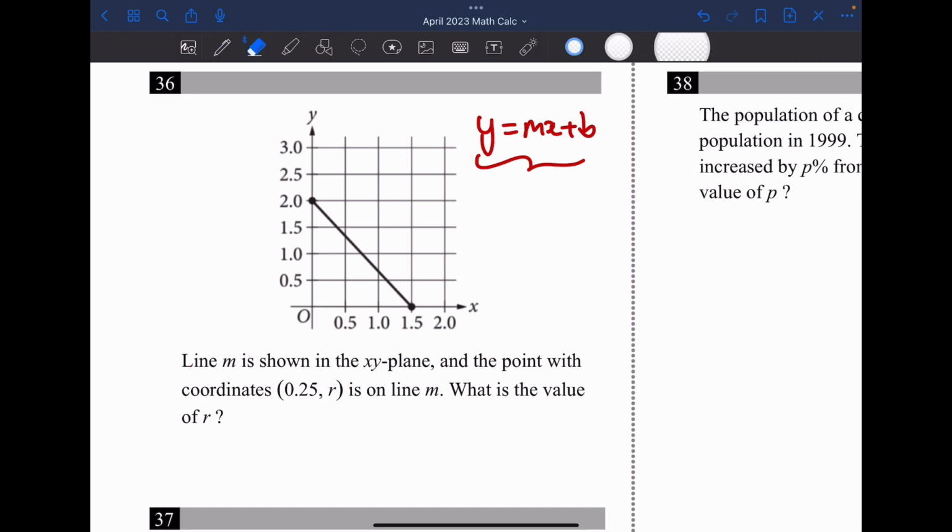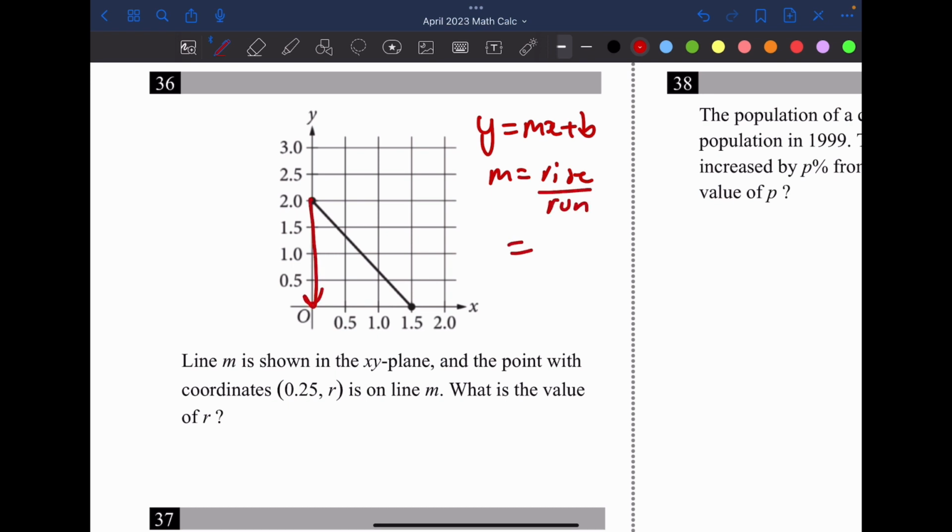So let's do exactly that. First, let's find m. M is equal to rise over run, like it always is. The rise here, we went down by 2, because we started off at 2, and we ended off at 0, so the rise is negative 2. And for the run, we started off at 0, and we ended off at 1.5. So in other words, the run is 1.5. If you put this in a calculator, negative 2 divided by 1.5, this will give you negative 4 over 3. So m is negative 4 over 3, and we just found it.